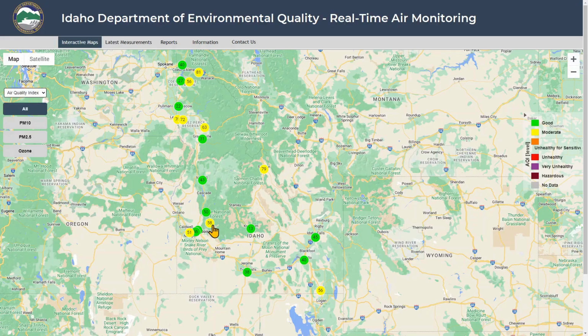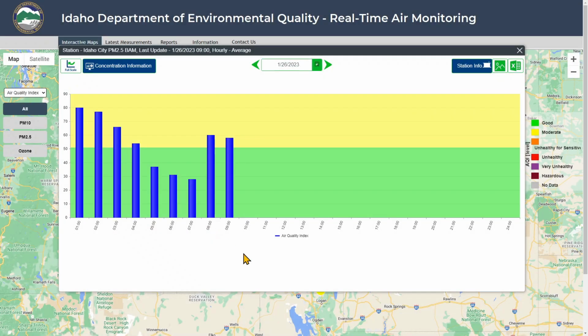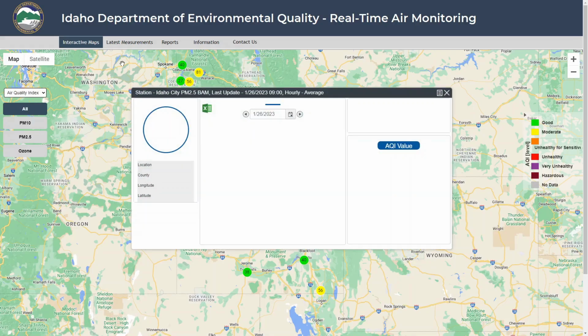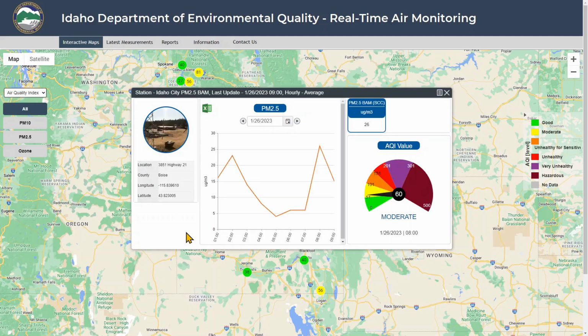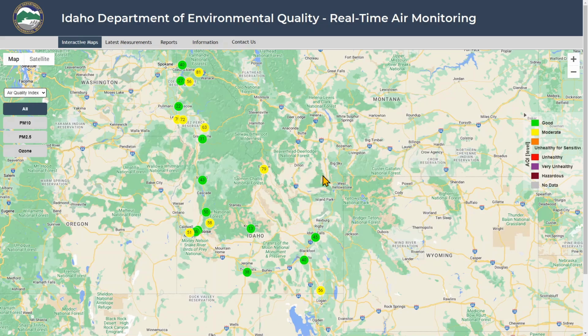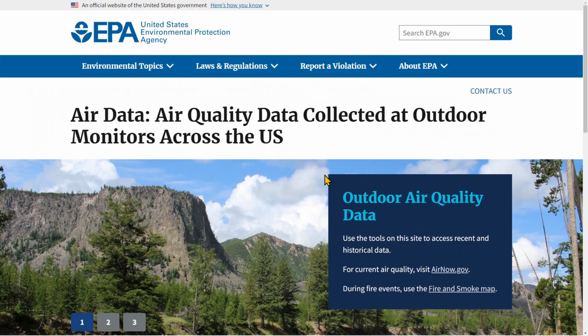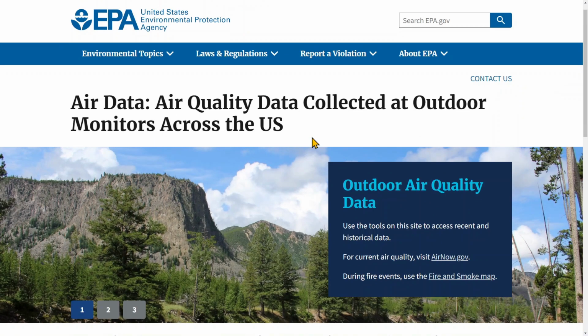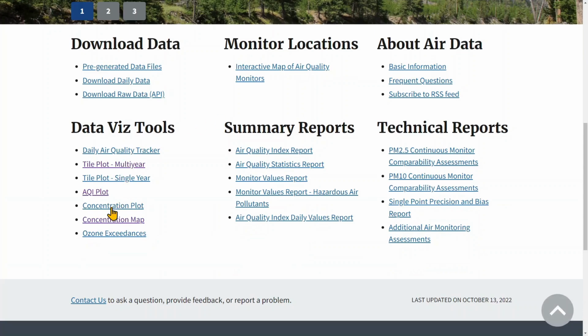Here's just one more example of Idaho. And they do show quite a bit of extra information, including what type of instrument it is. This one in Idaho City is a BAM, and you can get a little bit more into the weeds on some of their information. So that's handy.